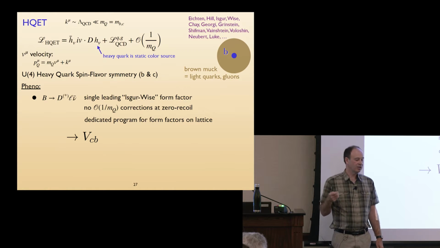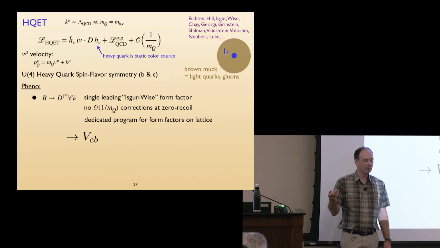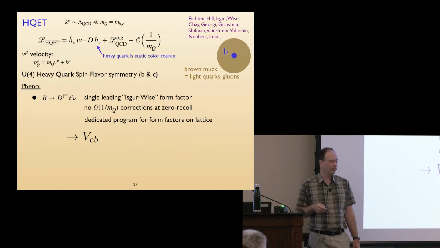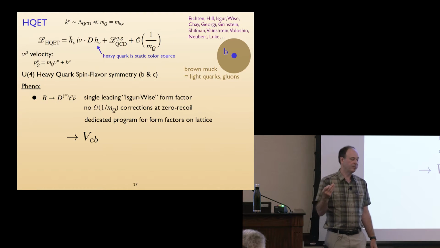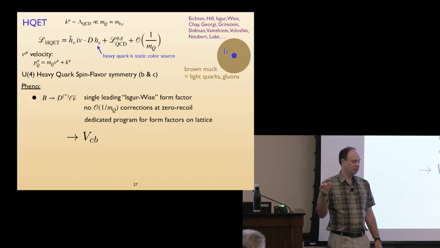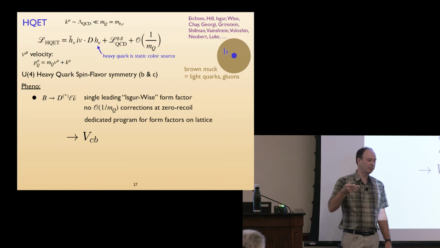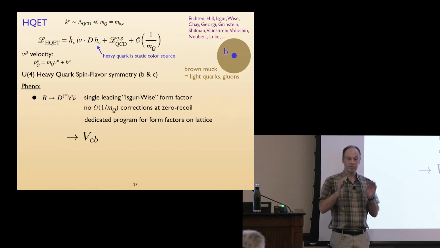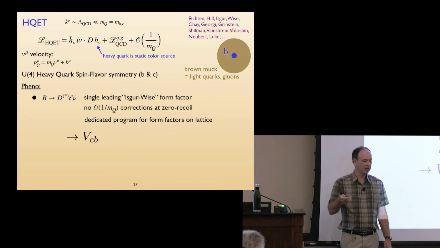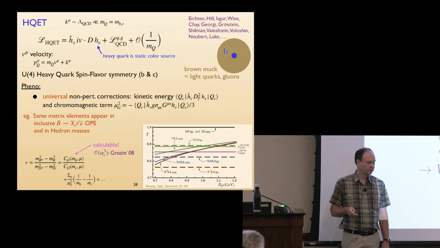How do you do phenomenology? Well, there are various examples. One is the semi-leptonic decays, where there's famously a single form factor in this limit, called the Isgur-Wise function. There's symmetry breaking from 1 over m corrections, and even then, there are no corrections at zero recoil. And this led to, on the lattice, a dedicated program of calculating the form factors, building in the knowledge from the heavy quark flavor-spin symmetry, and really getting precision results for Vcb by comparing to data and knowing these form factors.